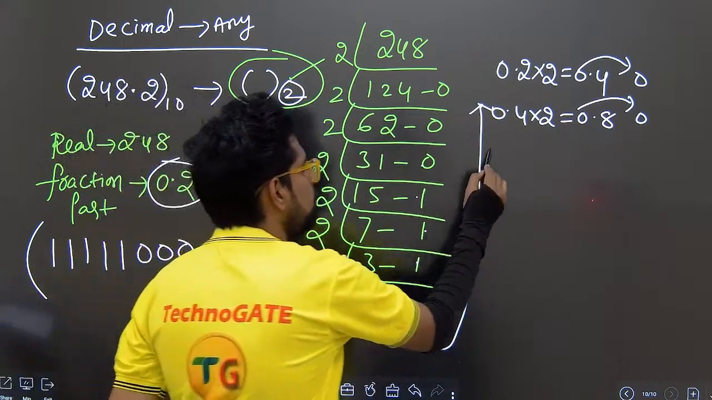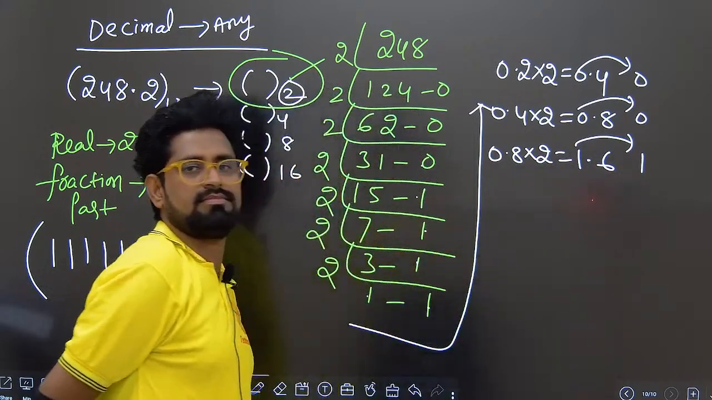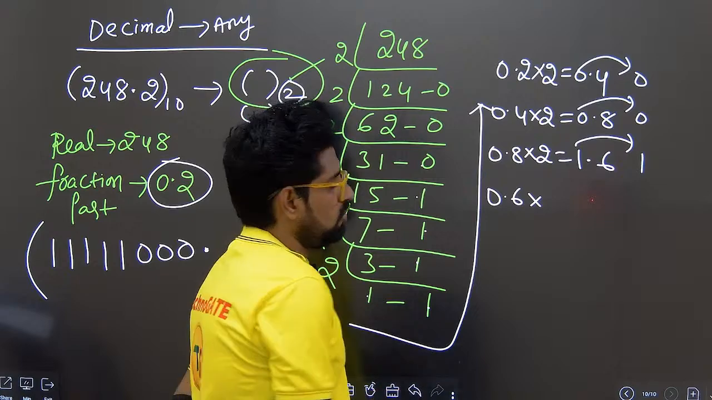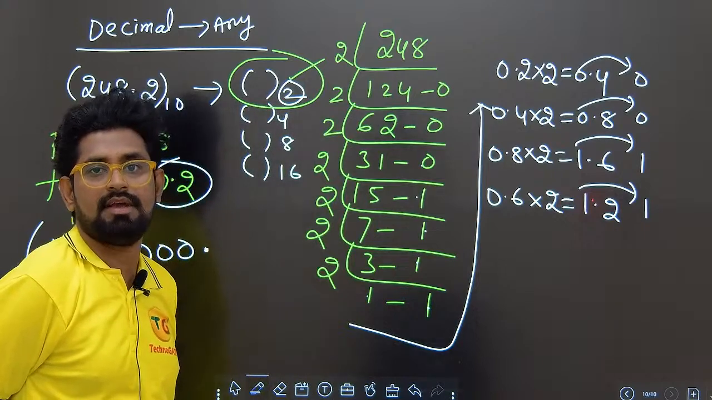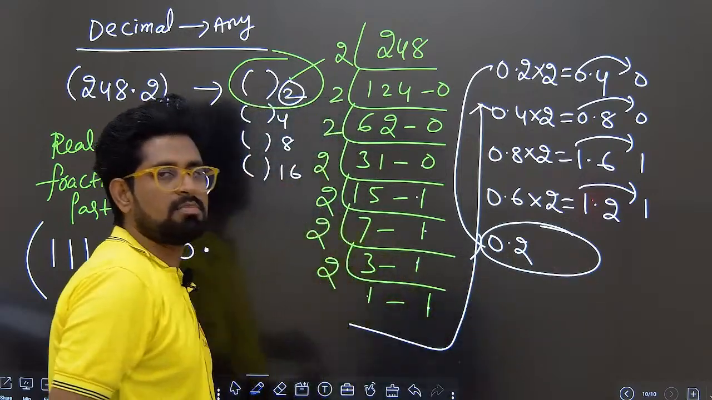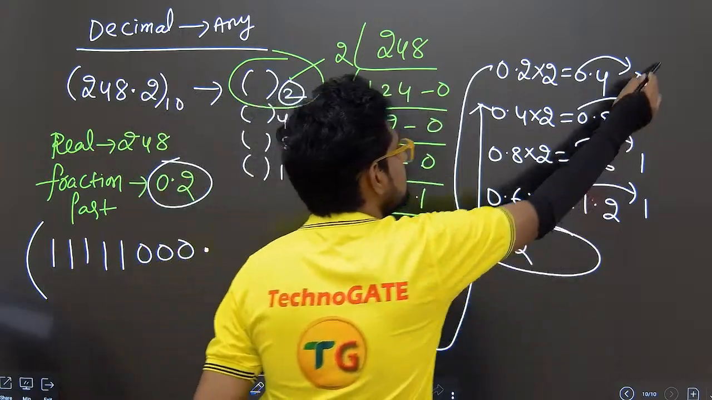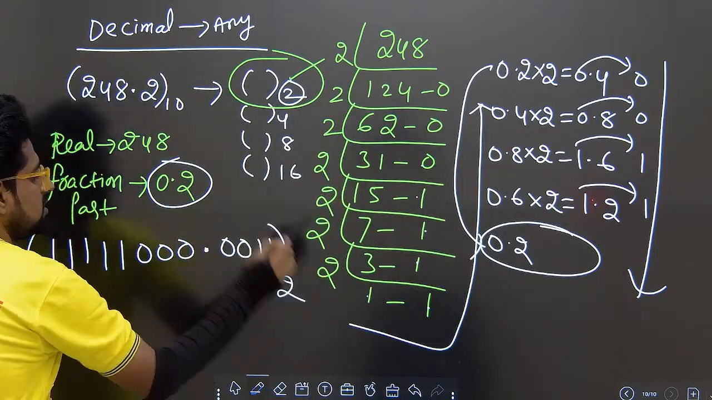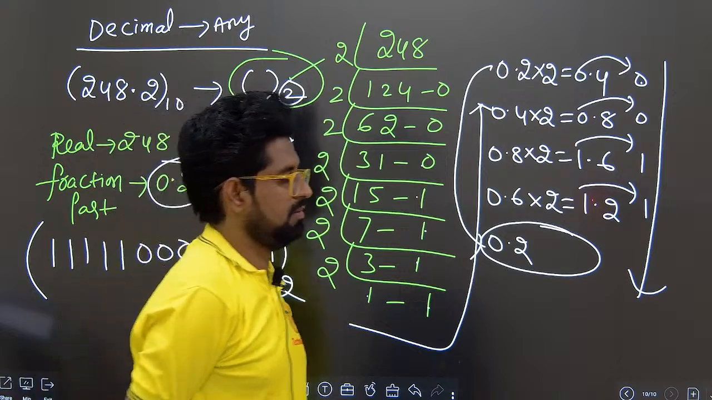Then 0.8 into 2 is 1.6, now write 1 outside. If I write 1 outside, we are left with 0.6, the 1 is vanished, right? 0.6 into 2 is 1.2, write this one outside. Until we repeat some value, or based on the options, we have to do this process. We need to write the answer in this direction, which is 0, 0, 1, 1, whose base is 2. Please note this down.